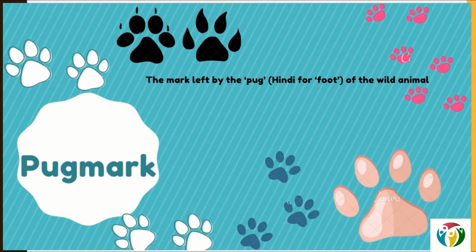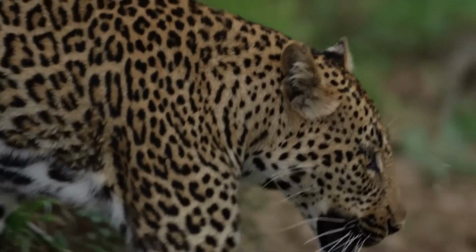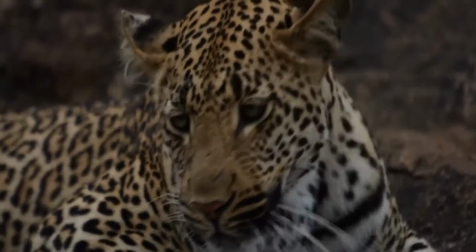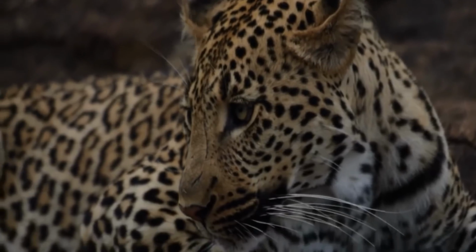So pug marks are the marks left by the pug, that is, by the foot of the wild animal. Pug marks are recorded whenever an animal goes through the jungle over suitable ground. Pug marks can act as indirect evidence that indicates the presence or absence of an animal.